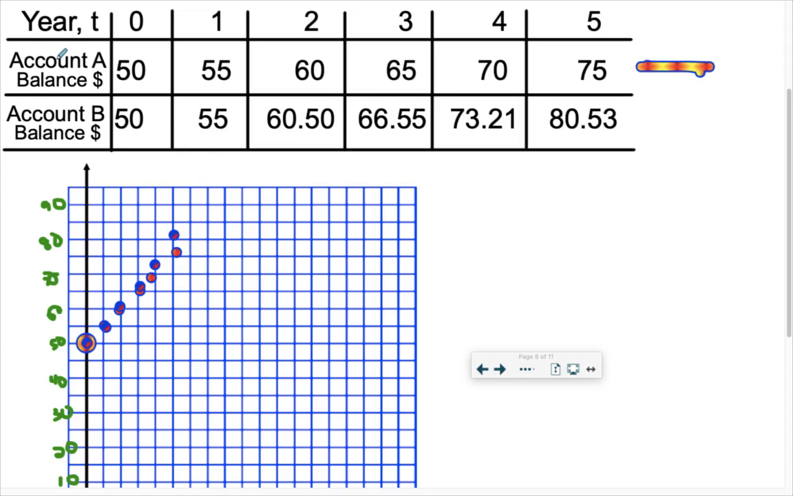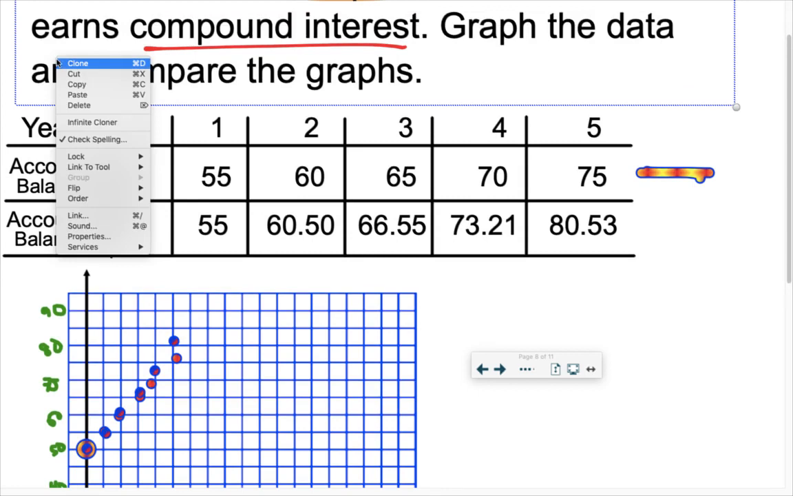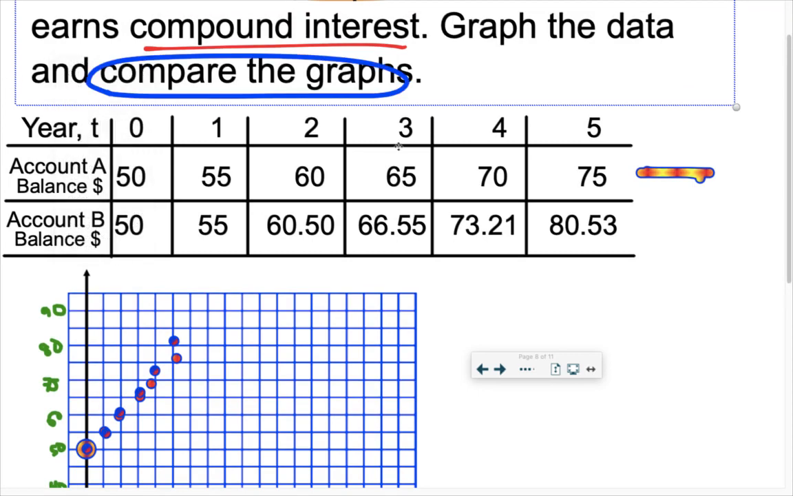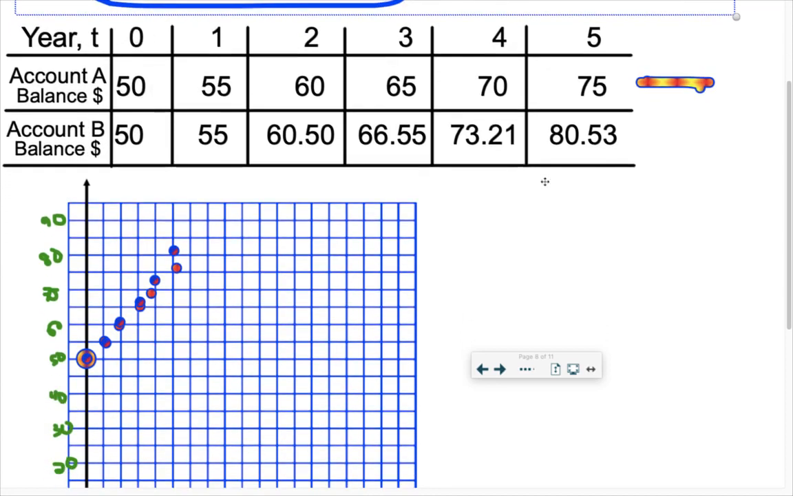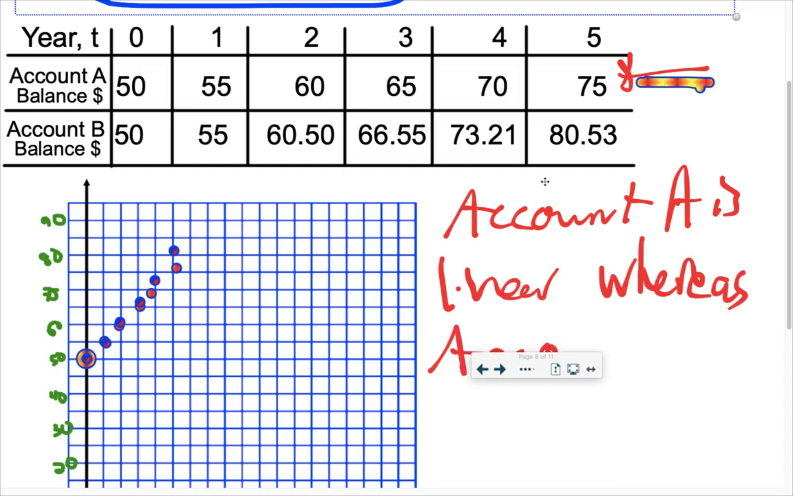So when it talks about comparing, please remember, when you compare, there is more than one right answer, as long as we're comparing correctly. So from there then, what I would say with comparing them is, since we're talking about linear and nonlinear, you could look at the table and see that graph A, or account A rather, is linear. So that's how I'm going to compare it. Account A is linear. I'm going to use a good word, whereas account B is nonlinear.